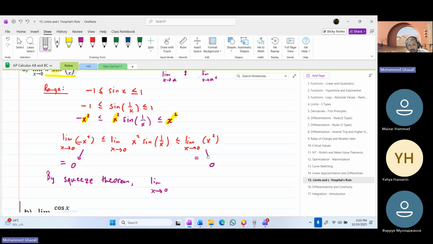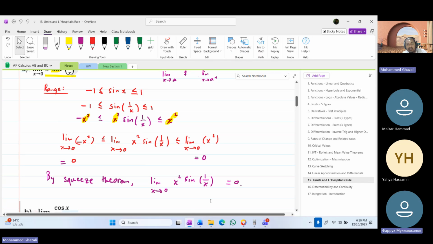Let's write it out properly. Both the answers are 0. So the answer is squeezed between two limits: the left-hand side limit and the right-hand side limit, both zeros. So the middle part also becomes 0. The limit as x approaches 0 of x squared sine 1 over x is also equal to 0, by the squeeze theorem.